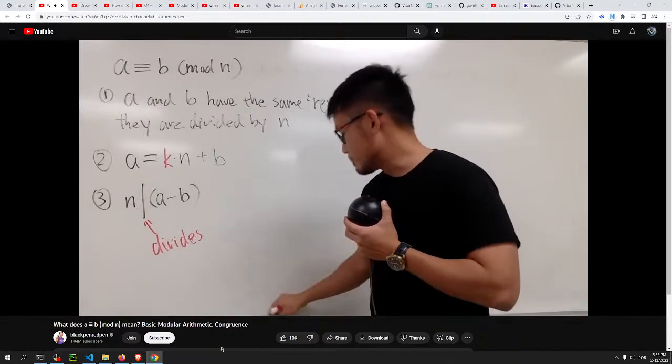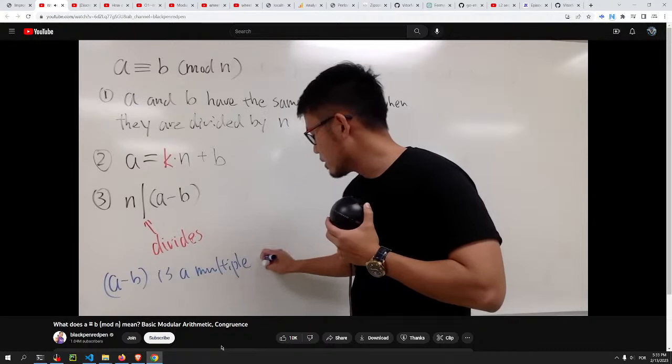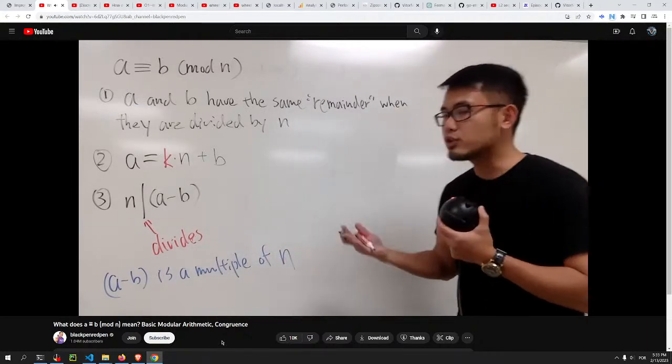This means, let me just put this down in blue, why not? This means that a minus b is a multiple of n. Okay, so that's the idea. So that's pretty much it, right? I think this is just perhaps the most natural way to know what that means.